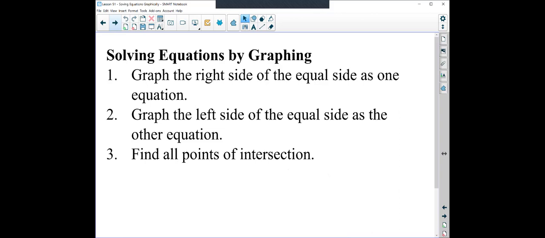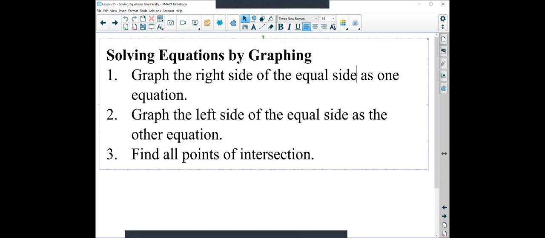So basically, when we're solving equations by graphing, we're going to take whatever's on the right-hand side of the equal sign, should be a sign, not side. That's why I don't teach English.